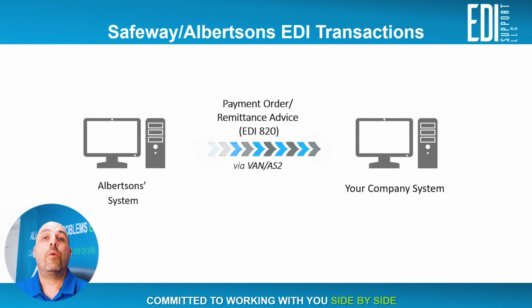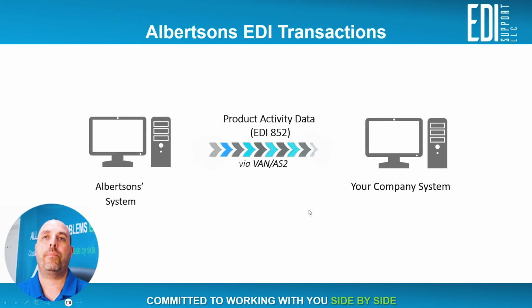Now, they want to pay you. So to notify you of payment, they're going to use an 820 document, which is a payment order and remittance advice. That's going to detail what they're paying you for, which invoice, which grouping of invoices, any of that kind of information is going to come back to you on that 820 document.